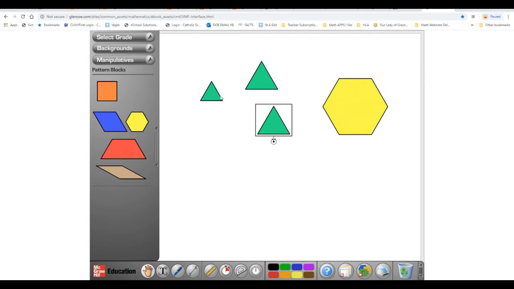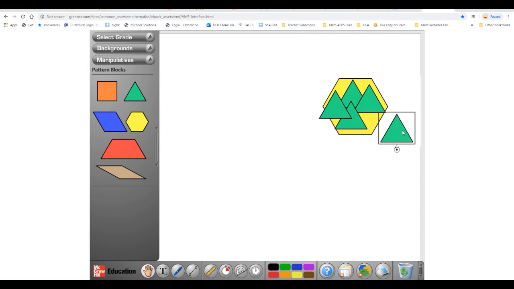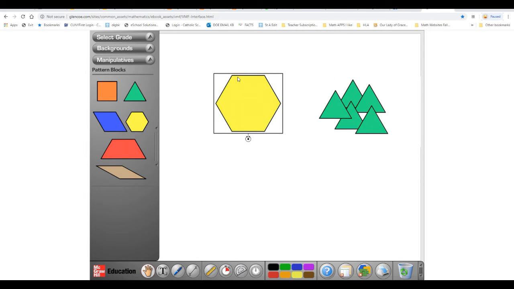So maybe let's make a guess of 5. 1, 2, 3, 4, 5. Maybe 5 fit in this hexagon. Let's see. Do I fit my triangle like this? Do I put them on top of each other? Is that good? No, right? They shouldn't be on top of each other. They should be touching only their sides.